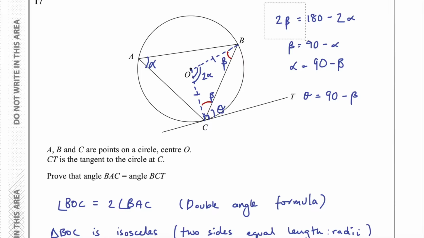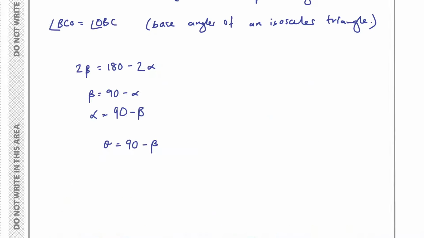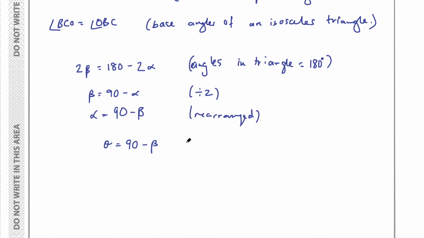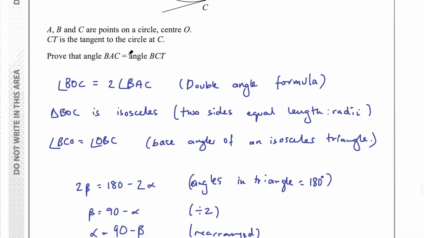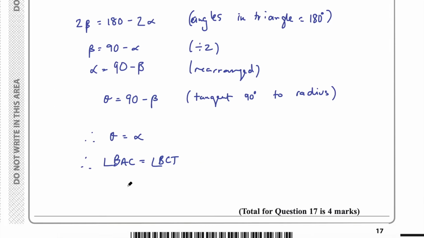So I'm just going to take this down the bottom and give some of these some reasoning. So this is angles in a triangle, adding up to 180. Then we just divided by 2 and rearranged it. And then we said that the tangent is always 90 degrees to the radius. So therefore, theta equals alpha. So therefore, angle, what were they again? The angles were BAC and BCT. Okay, so that was question 17 for 4 marks.